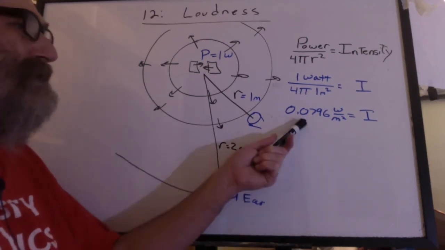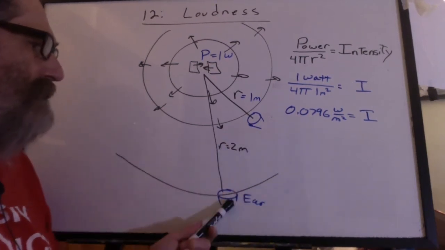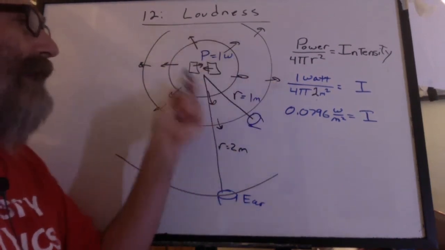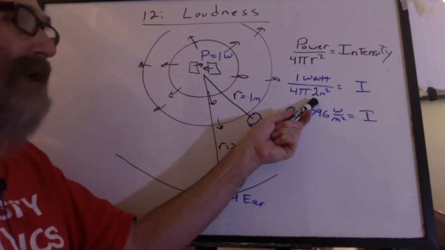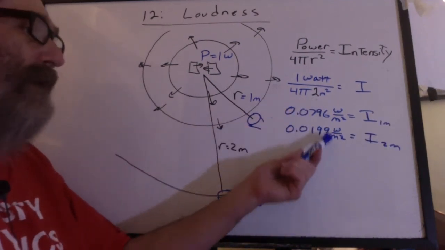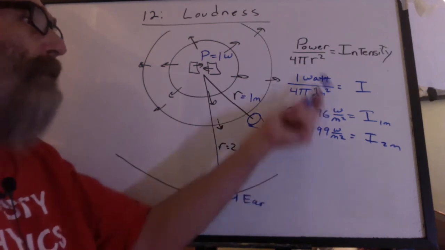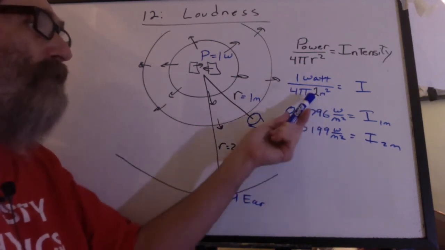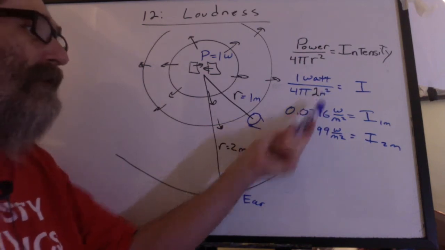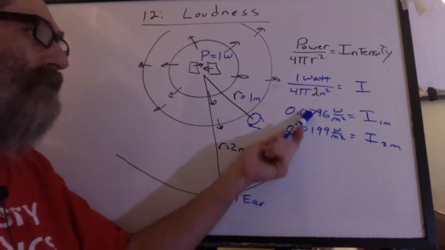Let's see what happens to the intensity if we move the ear out to 2 meters away. We still have 1 watt flowing out, but we're at 2 meters away. We get 0.0199 watts per meter squared. Now you can go back and do all the math again, or if you realize you've just doubled the radius and it's squared, then this number has to be 1/4 of this number.